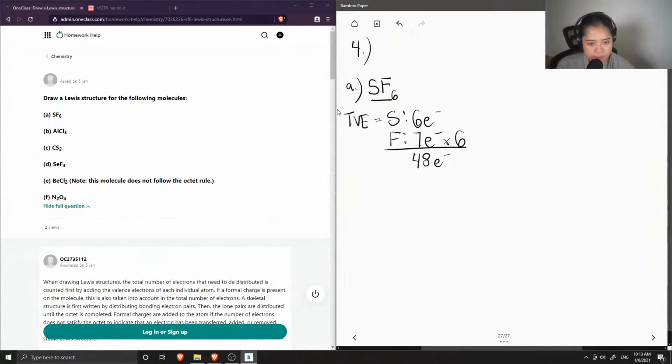So now let's just draw sulfur as our central atom, and then the 6 fluorines arranged as symmetrically as I can. And now I'm just going to show all of the lone pairs on the terminal fluorine atoms.